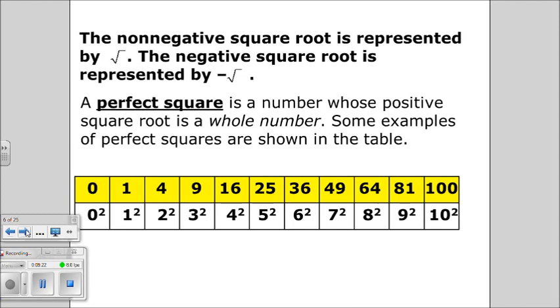So a perfect square is a number whose positive square root is a whole number, like 1, 2, 3, 4, all the whole numbers. Some examples of perfect squares are shown in the table. Of course, 0 to any power is 0. And 1 to any power is still 1: 1 times 1 times 1 is always 1. For example, 2 squared equals 4, and 3 squared is 9, and so on.